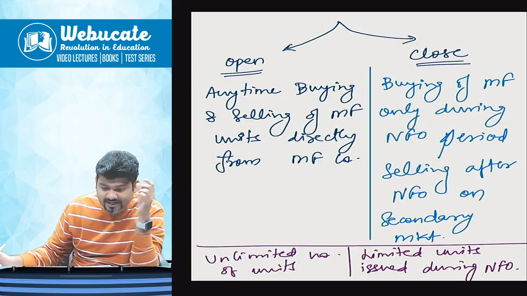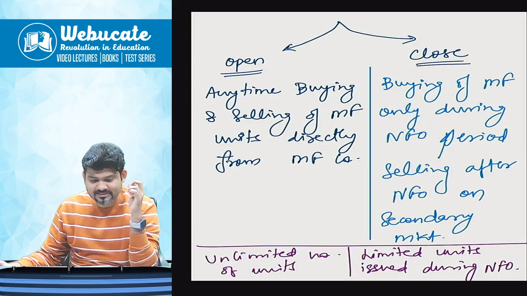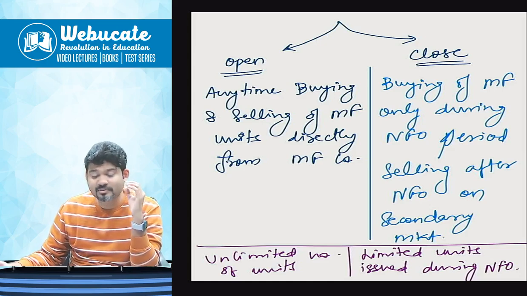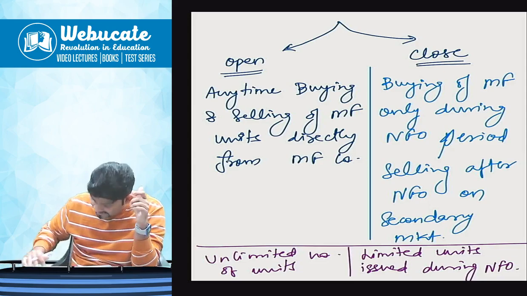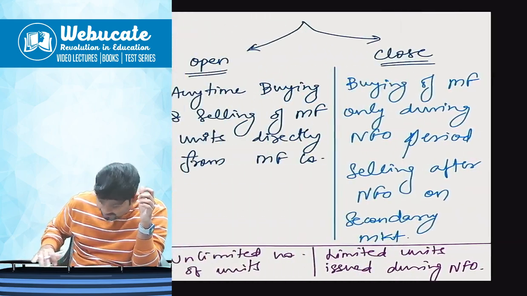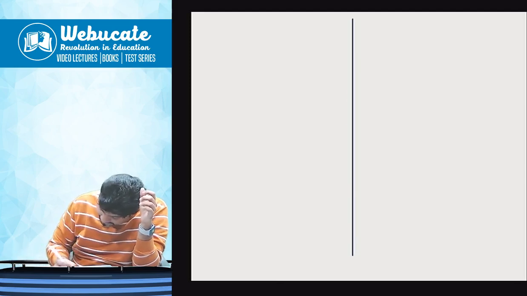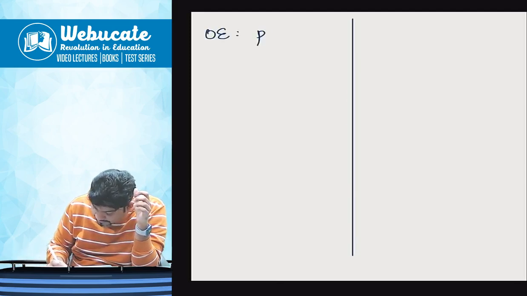Close-ended, buying during the NFO or stock market. Open-ended, pricing of units is equal to NAV per unit. In close-ended, pricing of units is based on market price on the stock exchange. Very nice, Nagarand Bhatt. Well answered.